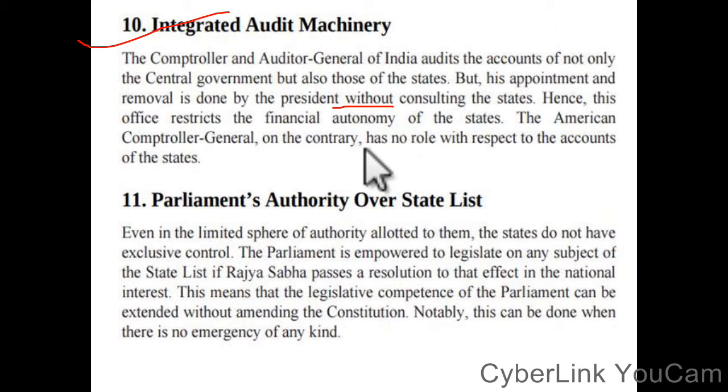The American Comptroller and Auditor-General has no role with respect to the accounts of the states.